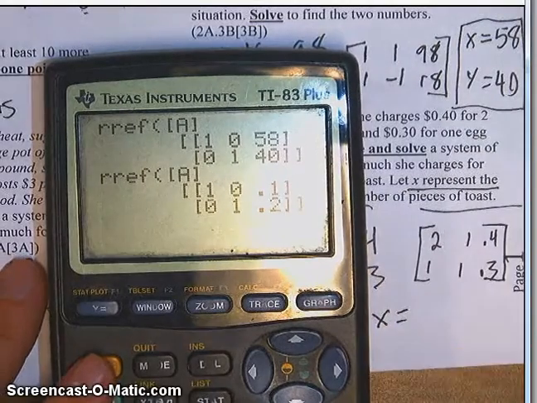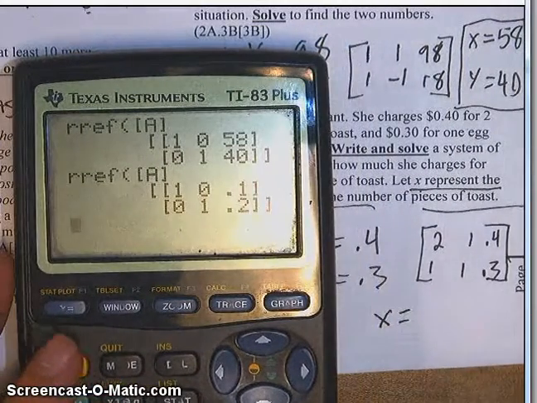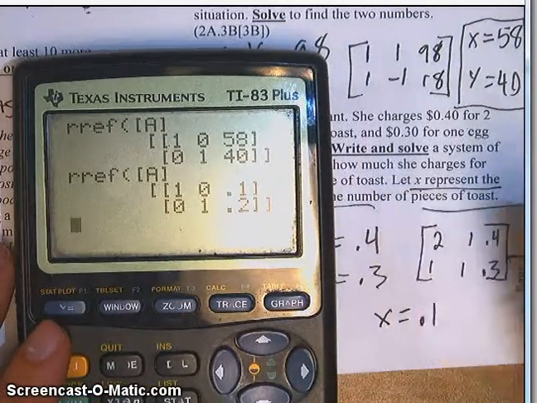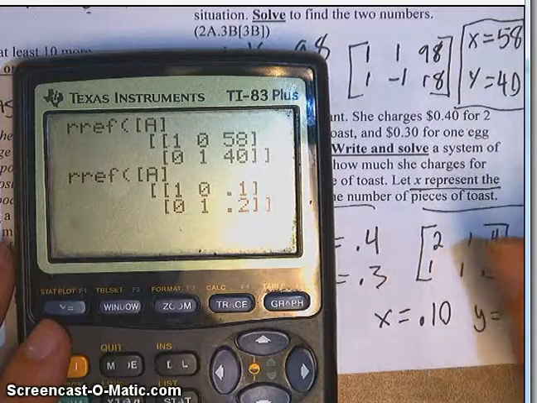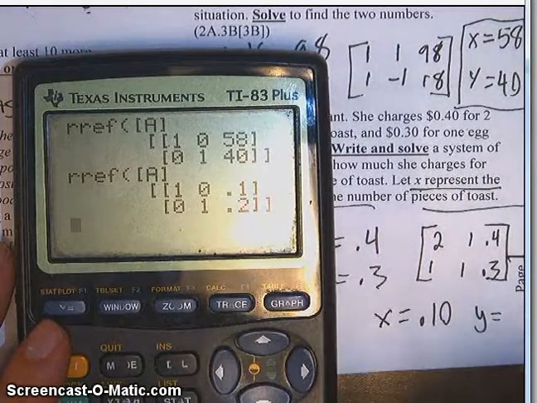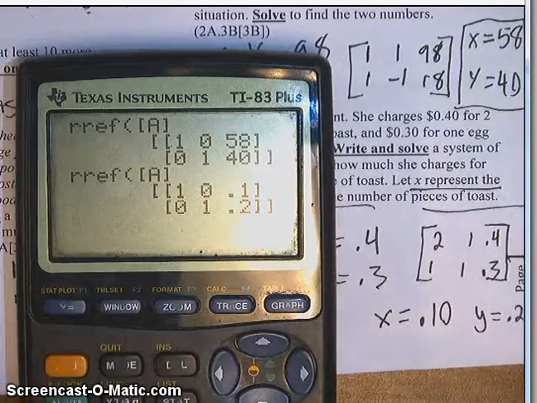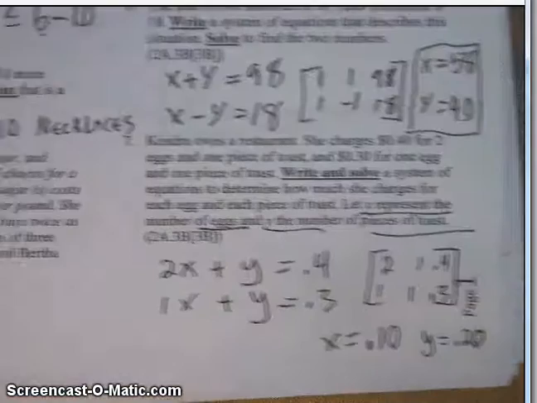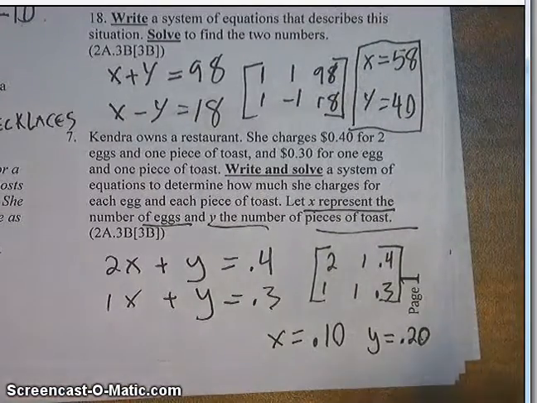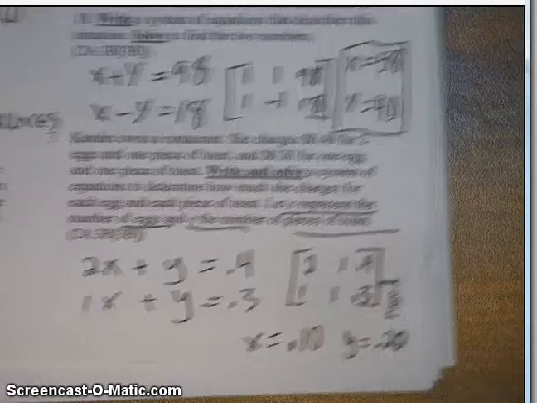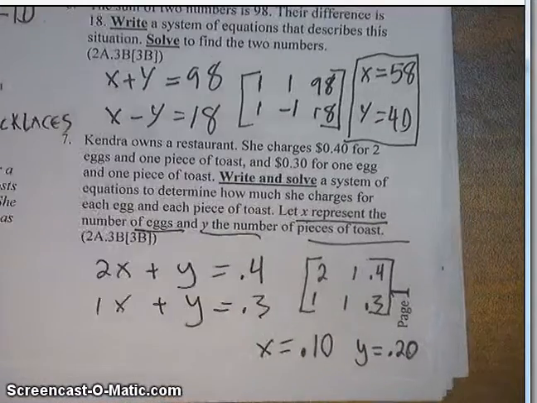1 egg costs 10 cents, and 1 piece of toast costs 20 cents. That's it. That's number 7. All right, I'm going to go over to the next page, and we're going to talk about number 8 next.